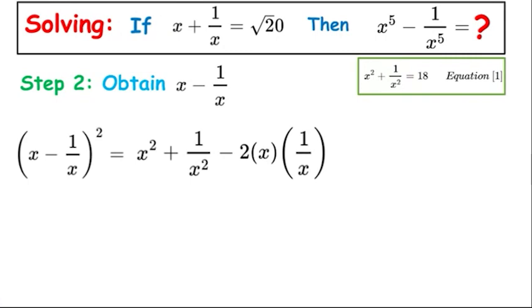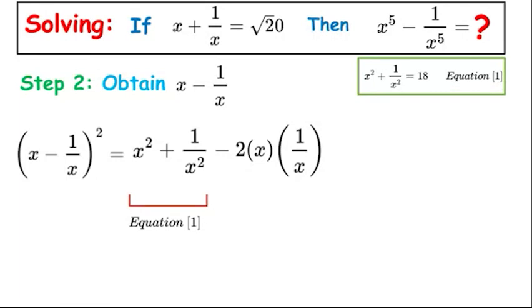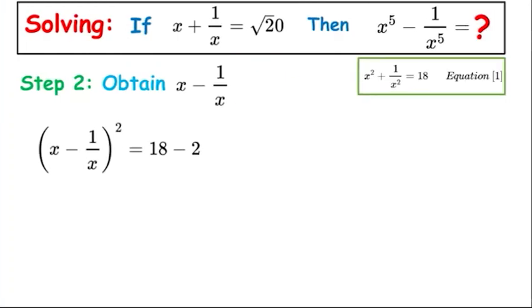So we're going to replace this term here with the result of equation 1, and we will get 18 for this, and we will get a negative 2 by 1 here. So we can deduce that x minus 1 over x all squared is equal to 18 minus 2.